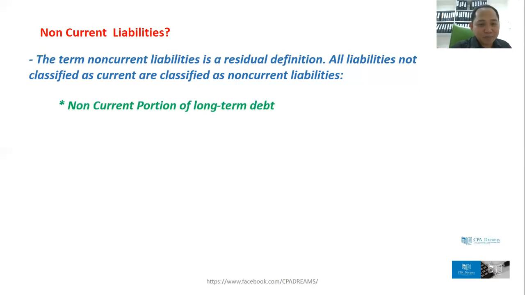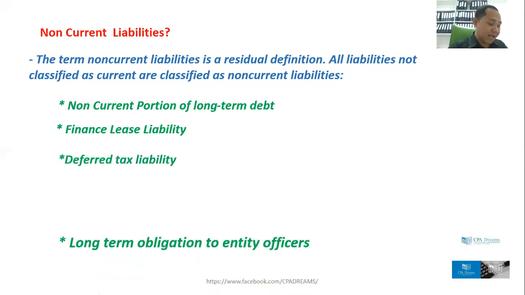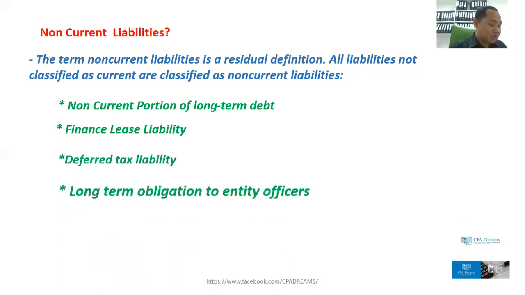Okay, so the non-current portion of long-term debt. Like what I have said, there is a portion that you need to pay within 1 year, so that falls on the current portion. And then for the next years, the more than 1 year, that is the non-current portion of long-term debt. Okay, finance lease liability, deferred tax liability, long-term obligation to entity officers, and long-term deferred revenue. There are other discussions for that later.